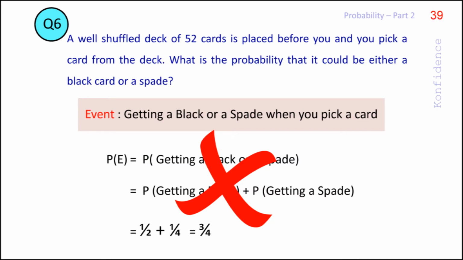Hence, the probability that either of these happen is only 1 by 2 and not 3 by 4 as we had calculated earlier. This is so because while calculating the probability, we should count an outcome only once. If we add the two areas without considering how they are positioned relatively, we would end up counting the common area twice. That would lead to a wrong answer.